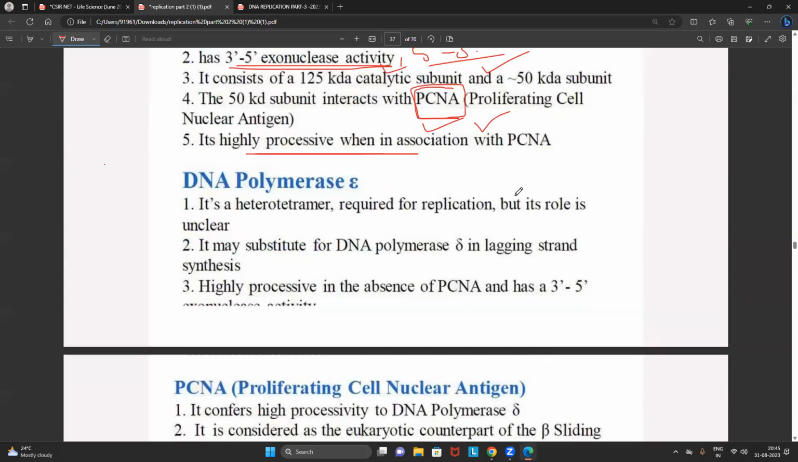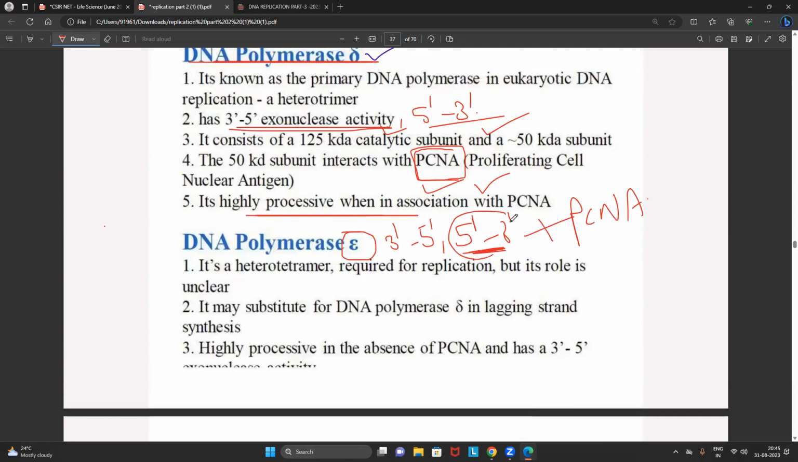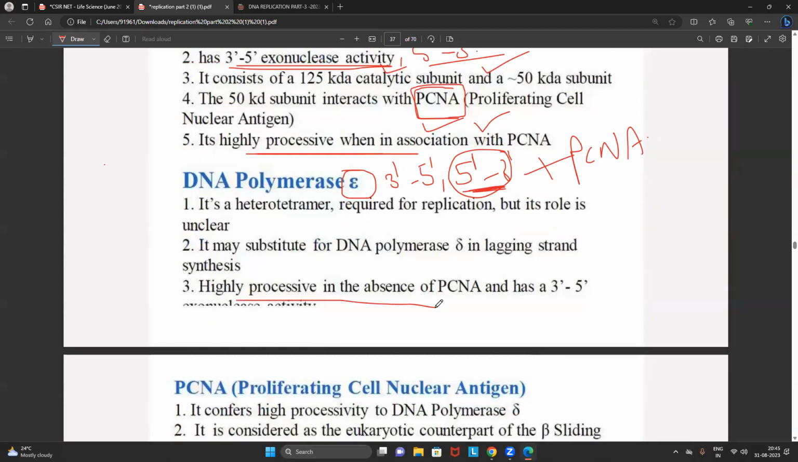Now look into the point. What is the speciality of polymerase epsilon? The interesting point is that polymerase epsilon will do the proofreading, no doubt. Polymerase epsilon will do the polymerization, no doubt. And the very interesting point is that polymerase epsilon will do the proofreading even in the absence of PCNA. But still it is very highly processive. Remember my words. It is highly processive even in the absence of PCNA.